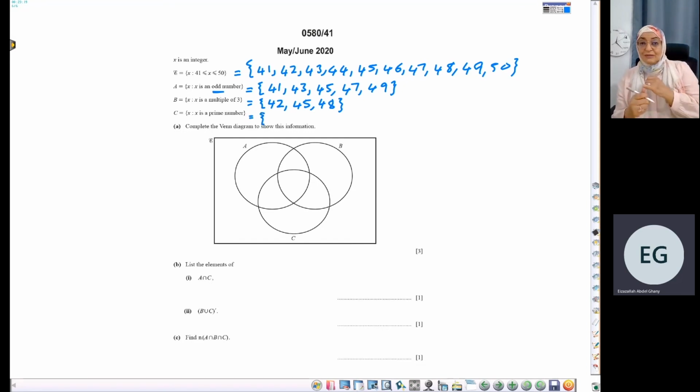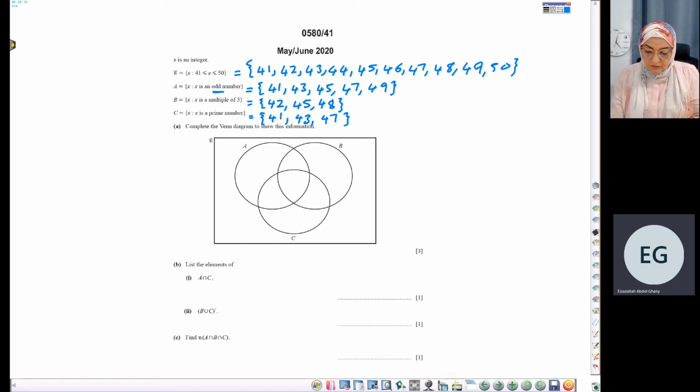Now we listed the universal set, we listed set A, we listed set B, now we list C. Prime numbers are 41, 43. Sure, they are odd, and the only even prime is 2. So the prime numbers here are also odd, except don't take 45 because it's divisible by 3, 5, and 15, and of course 45 and 1. So 45 is not prime. 47 is prime? Yes. 49 is prime? No, because it's divisible by 7. So we have only 41, 43, and 47.